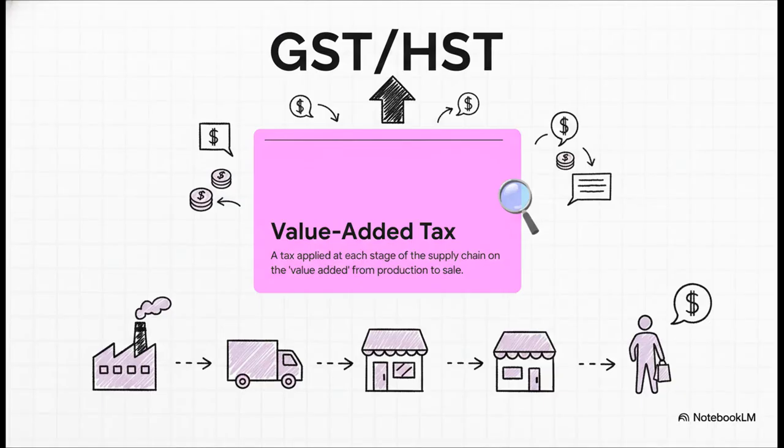Okay, so let's put a formal definition to that. A value-added tax is charged on the value added at each step in the supply chain. What this really means is that businesses are constantly charging GST to and paying GST to other businesses along the way. It's not just a transaction between a store and a customer. Let's see what that looks like in action.